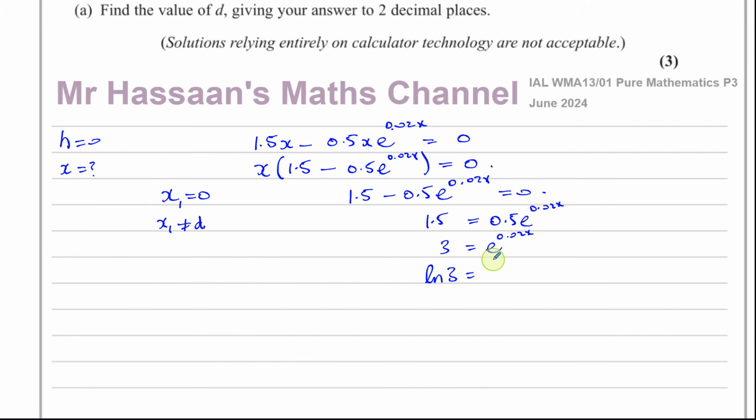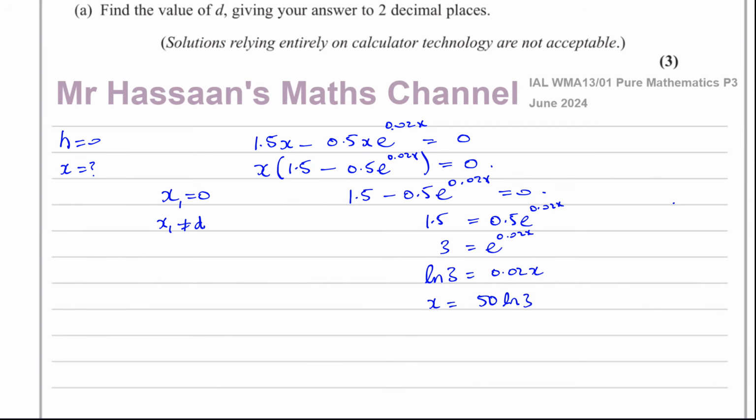If you take ln of that side, you end up with ln of e to the power of 0.02x. The power law will bring the 0.02x down, and the ln e will become 1. So you're left with 0.02x. So x, therefore, is going to be ln 3 over 0.02. Now, 0.02 is 1 over 50, because that's 2 over 100, so it's 1 over 50. So x is going to be 50 times ln 3. Get rid of that, multiply by 50, you get 50 times ln 3.